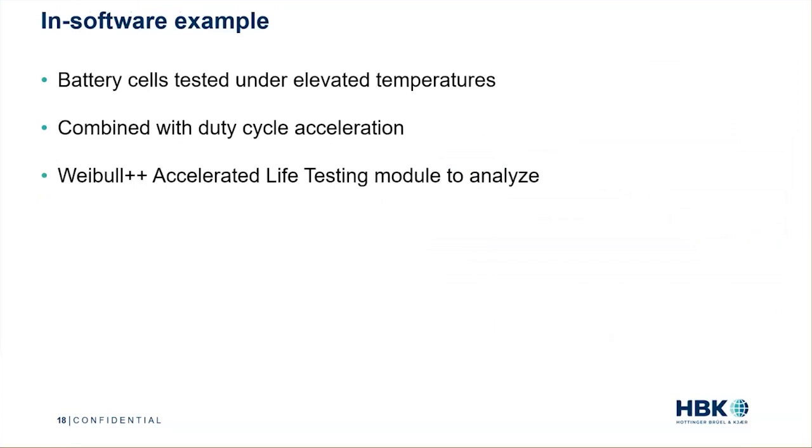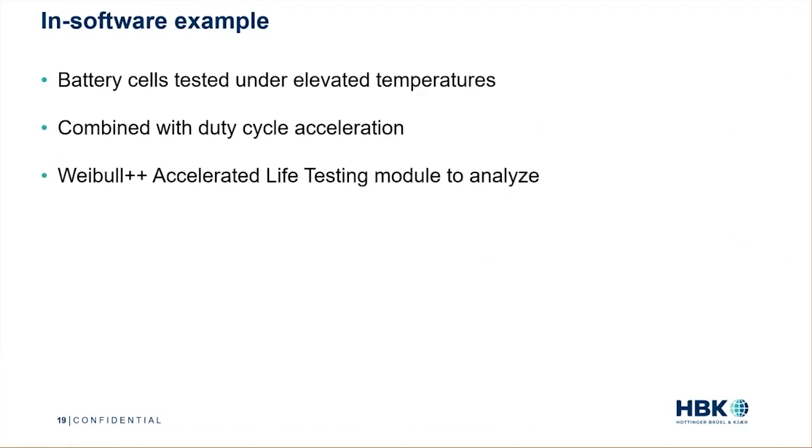And so I hope this gives you a good sense for how you get to those use level life distributions and why you want to do that. And I thought it would be helpful at this point to show what this actually looks like in the software. So here's an example where we tested battery cells, this is at the cell level, under elevated temperatures. So based on expert knowledge, preliminary testing, perhaps some design of experiments that we did, we decided we're going to elevate the temperature to speed up the test and characterize this particular failure mode.